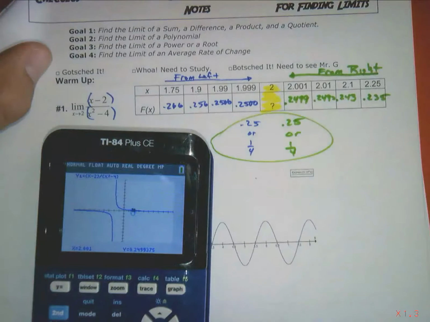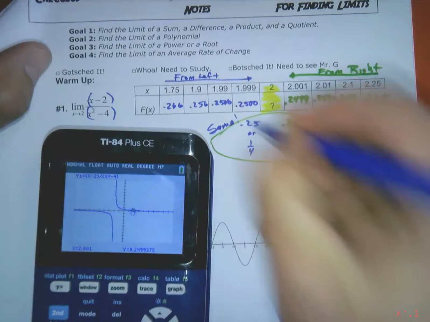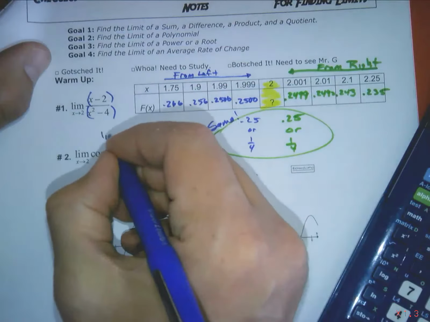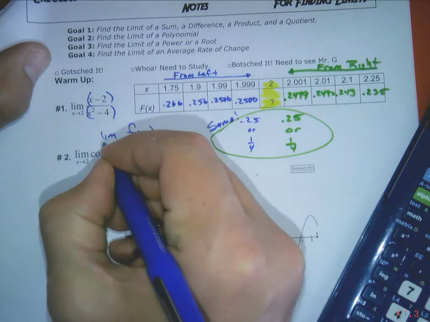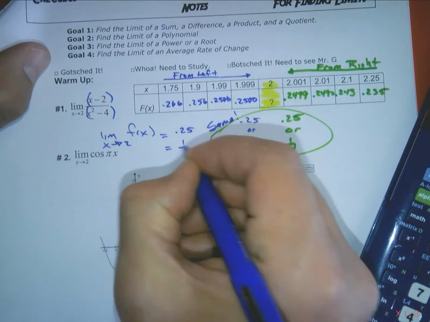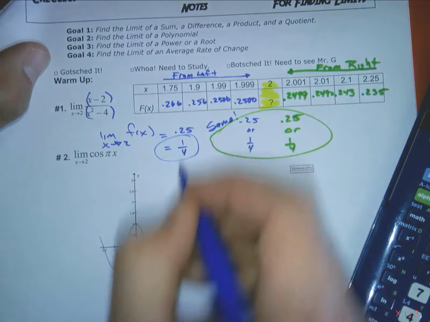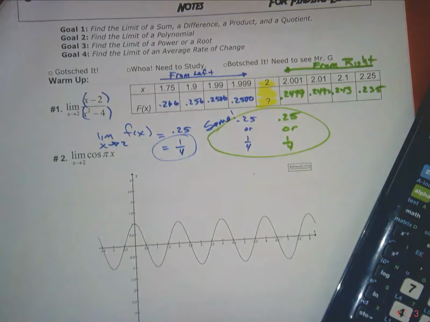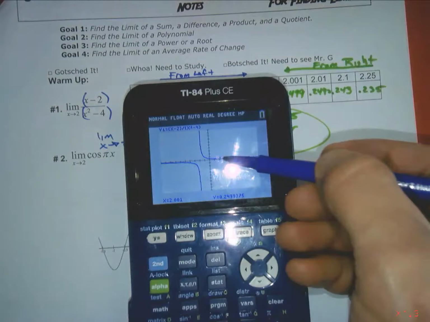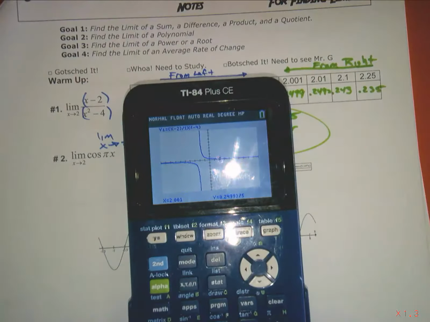There we go. These guys are the same. If those are the same, then that's my limit. The limit of this function as x approaches 2 is 0.25, or if they want a fraction, I would say about 1/4. The intended height, there's clearly a hole there because I can't plug in 2. If I plug in 2, I get an undefined value, but I can clearly tell from the left and from the right they're approaching the same height, the same y value, and that's my limit.